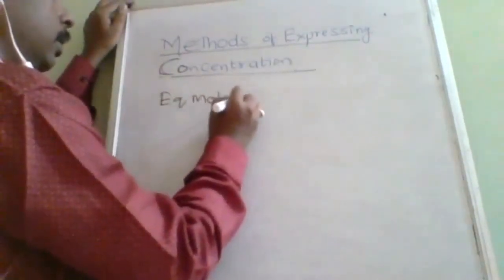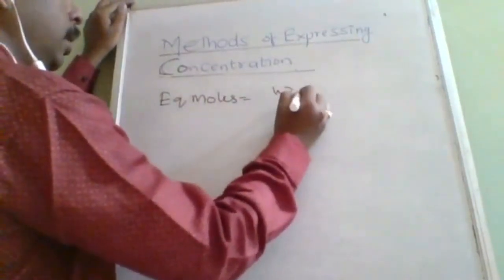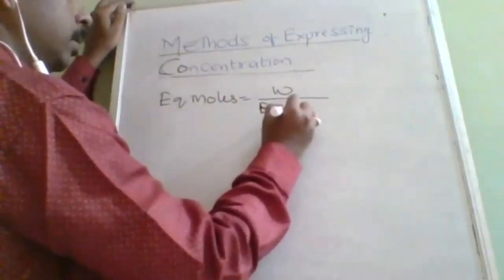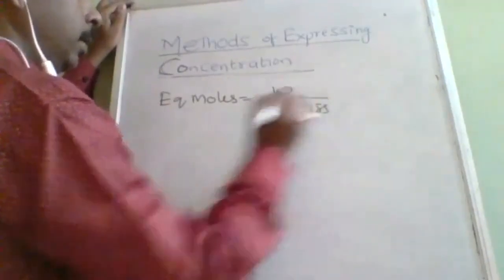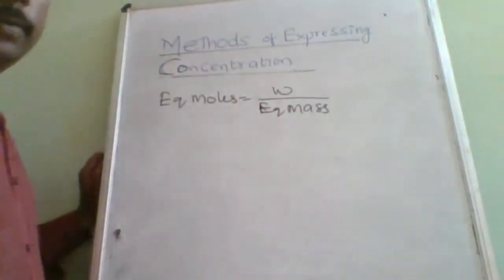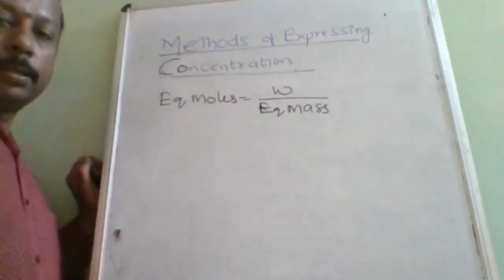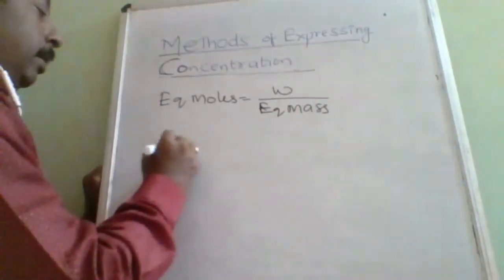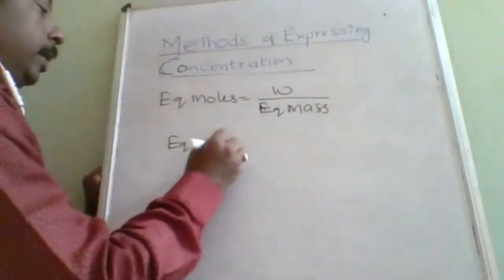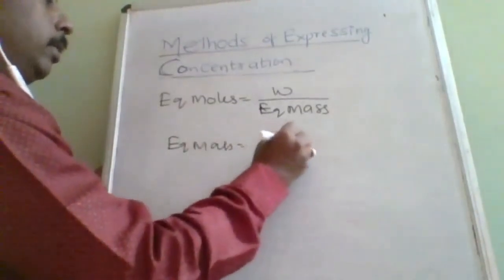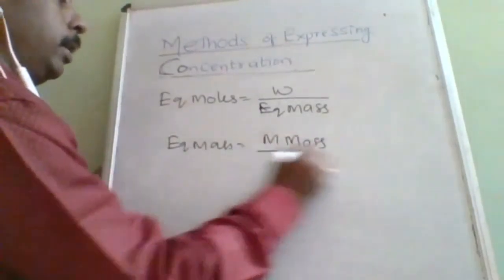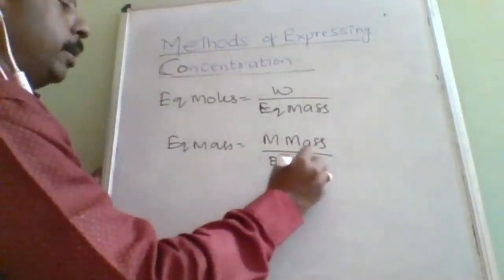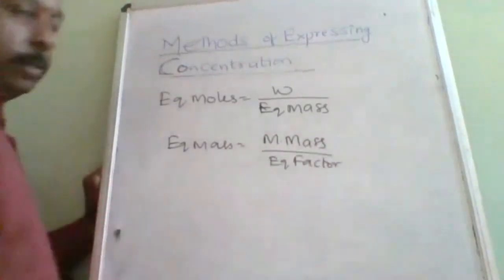Equivalent moles is equal to mass upon equivalent mass. Mass upon what? Equivalent mass. Now you will get a doubt: what is equivalent mass? Okay. So equivalent mass is simply molecular mass divided by equivalent factor. Which factor? Equivalent factor. Okay.